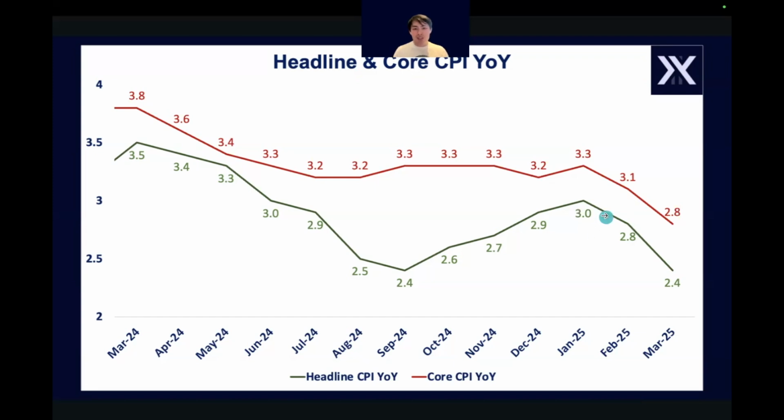But actually, this is a very sharp fall from 3% just 2 months ago. Also, core CPI has broken down from its sticky level of 3.1, 3.2 and 3.3. It went from 3.3 in January to 3.1 in February, and now 2.8. So both the headline and core are pointing down.